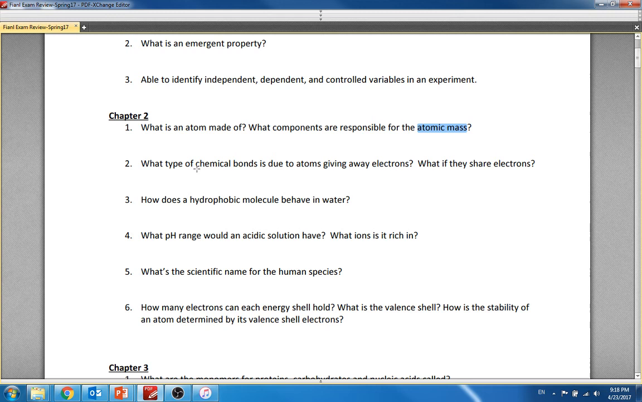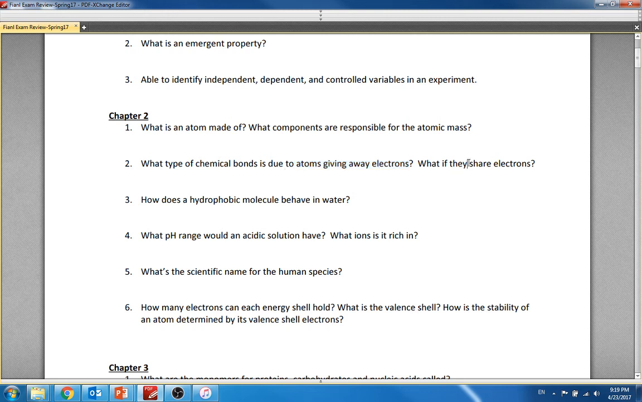Question 2. What type of chemical bonds is due to atoms giving away electrons? The answer will be ionic bonds. The two atoms that form ionic bonds, they do not share electrons. One will give away, the other will take completely.